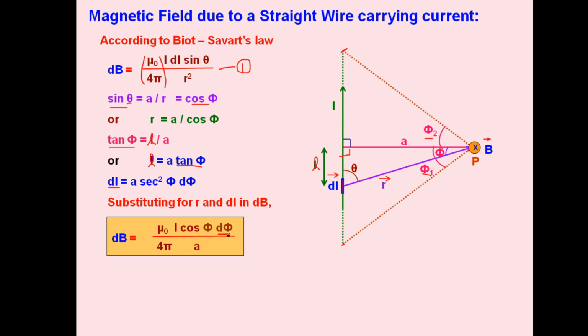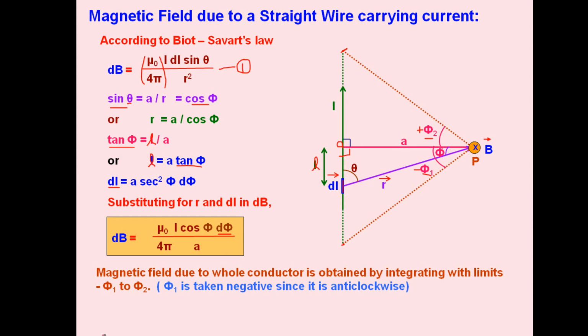The variable is phi. So phi can change from phi 1 to phi 2, and moreover it is actually minus phi 1 to plus phi 2, because the concept is that if we consider this point as origin, then below the origin all angles are negative and on the upper side all are positive. So the magnetic field due to the whole conductor is obtained by integrating with limits minus phi 1 to phi 2. Phi 1 is taken negative since it is anti-clockwise.